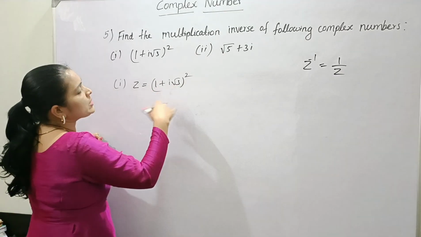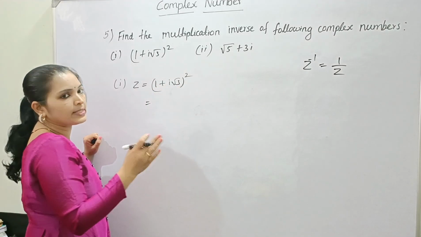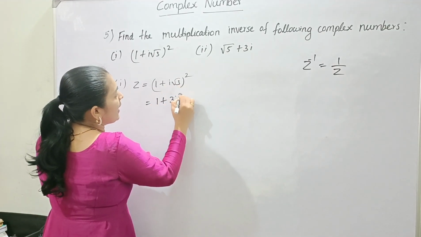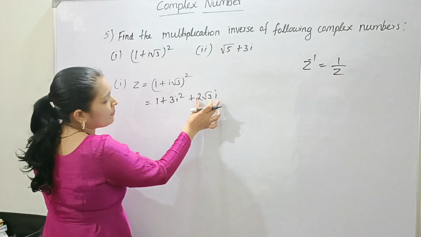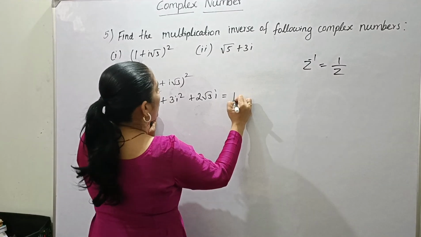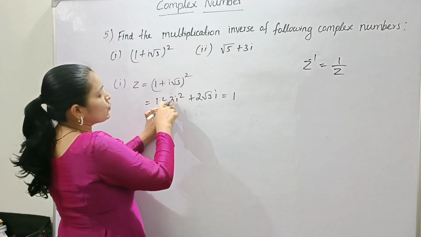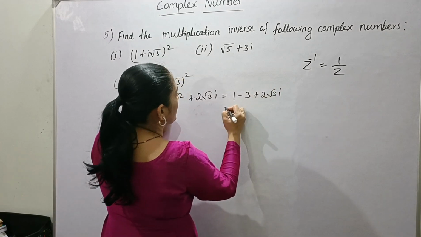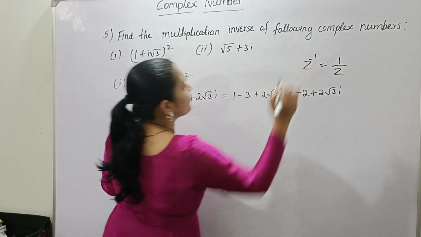So first of all expand this one. It is in the form (a plus b) whole square, that is a square plus b square plus 2ab. So 1 plus 3i square plus 2 root 3i. The value of i square is minus 1, so minus 1 into 3 becomes minus 3 plus 2 root 3i. That is equal to minus 2 plus 2 root 3i.